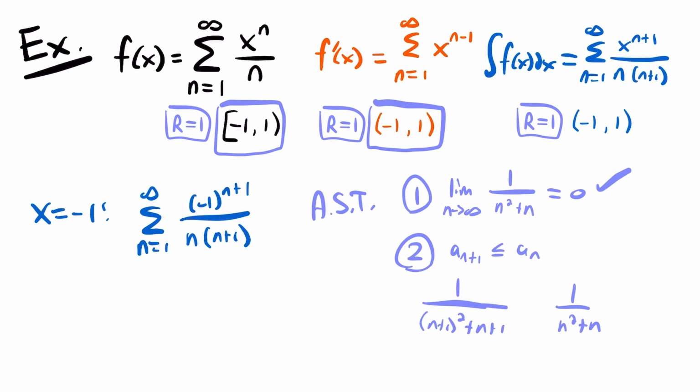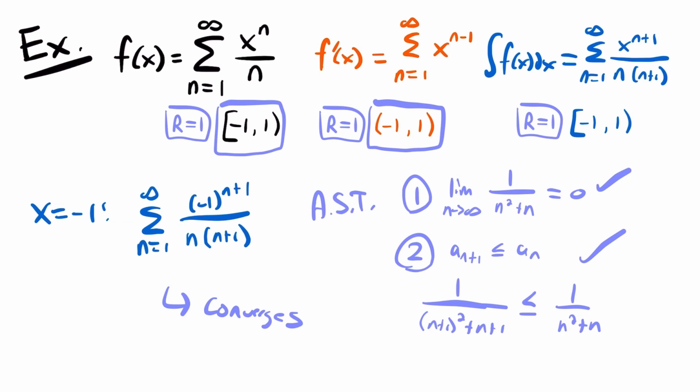And so our sequence is decreasing because a sub n plus 1 is less than or equal to a sub n. All right, so that checks out, which means that from the alternating series test, our series converges. Okay, so since this series converges when x equals negative 1, that endpoint will be included in the interval of convergence. And so I'll erase that open bracket, and we will replace it with a closed bracket.